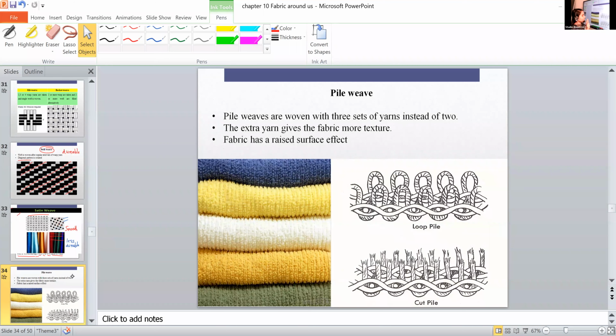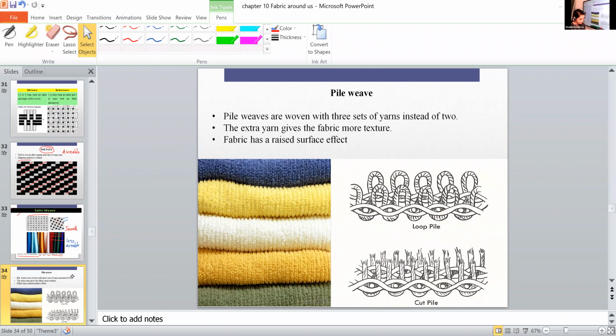Very good. So there are three basic weaves: plain weave, twill weave, and satin weave. The plain weave is of two types, that is rib and basket. Then let's move on to the fancy weaves. So we finished the basic weaves. Next is fancy weaves: the pile weave, jacquard weave, leno weave, dobby weave. All these are the fancy weaves.